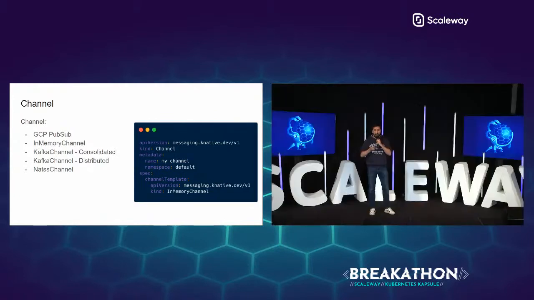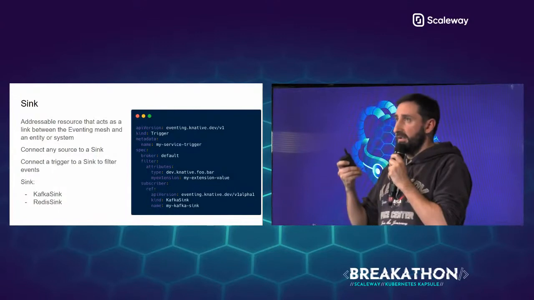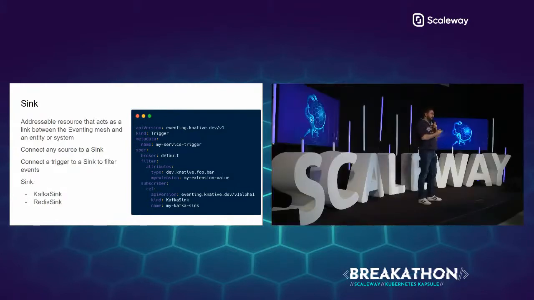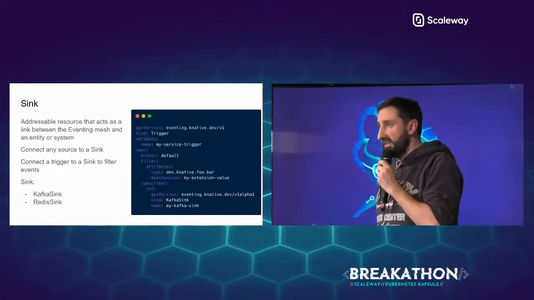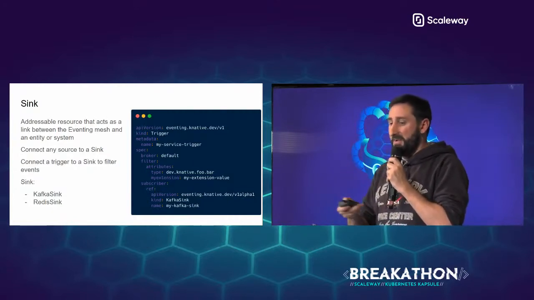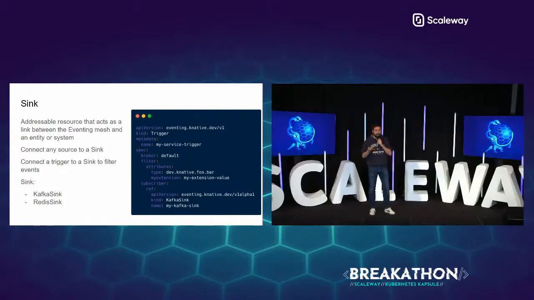In this slide, you will see how we can define a channel. Here we are defining an in-memory channel, and we will see how you can consume or subscribe to the channel. The first one is to describe a channel. The second part is to define a sink. A sink is another resource on top of Kubernetes that acts as a link between an event source and an entity or system. We can define a Kafka sink and a Redis sink. I apologize because the image is not about sink but about trigger. But you can define a sink like you see in the two last lines. You will define a Kafka sink, for example, and all of the events will be sent to the sink.